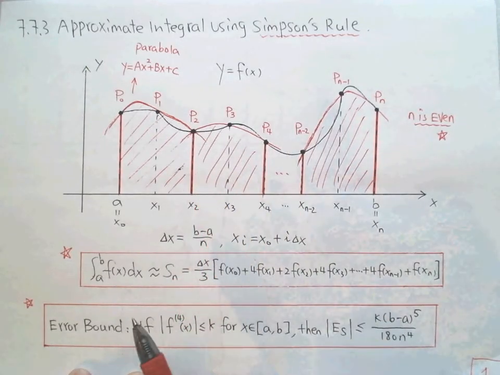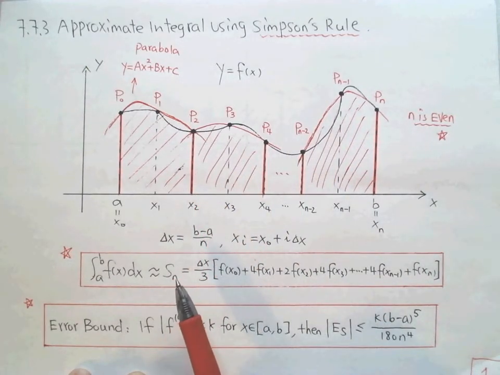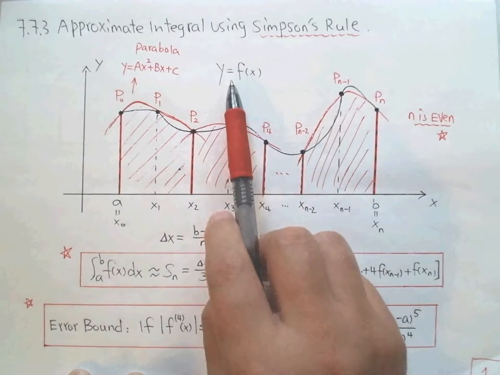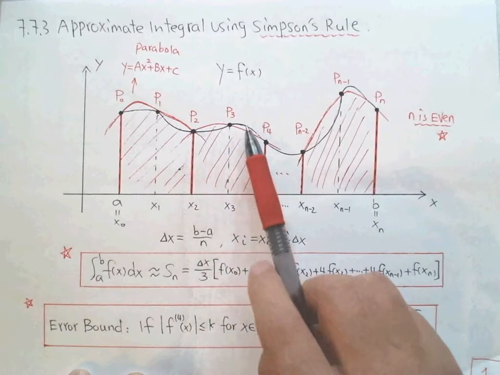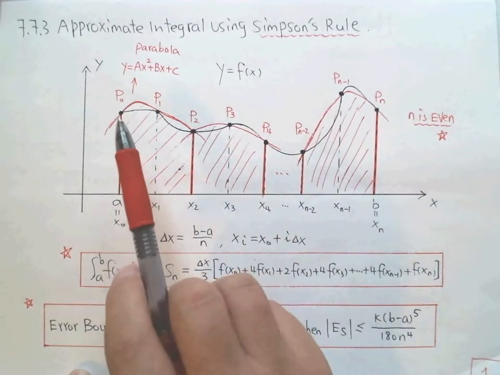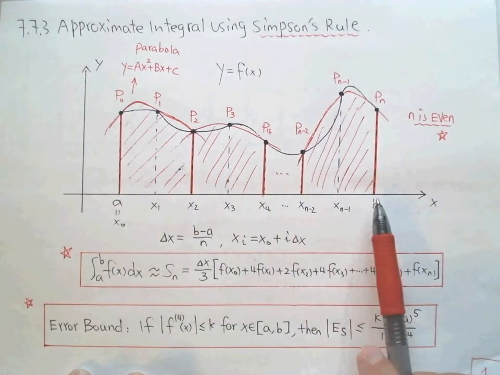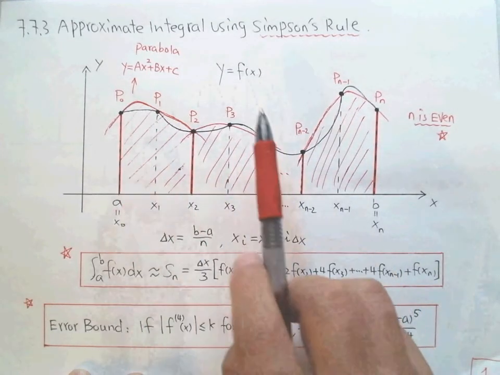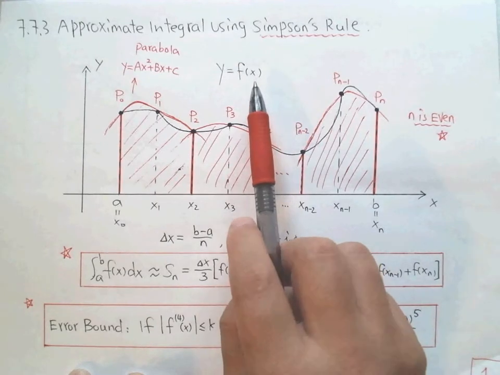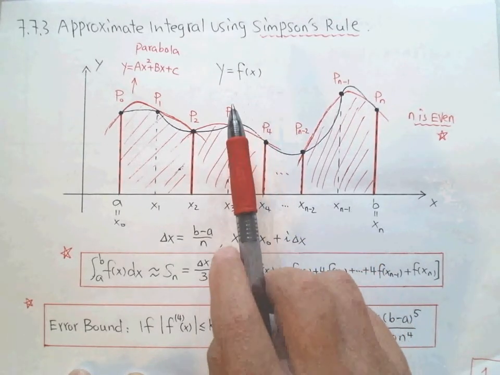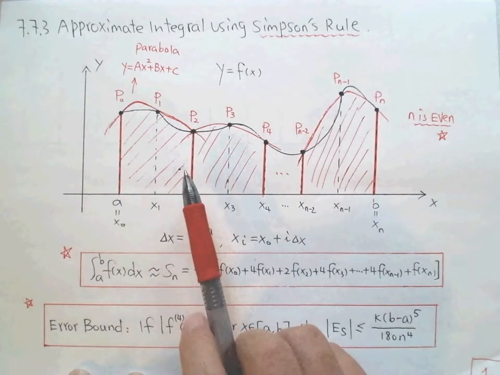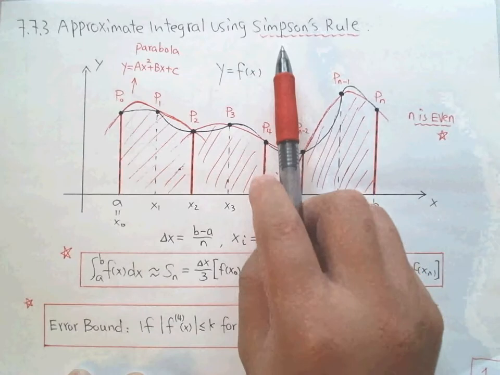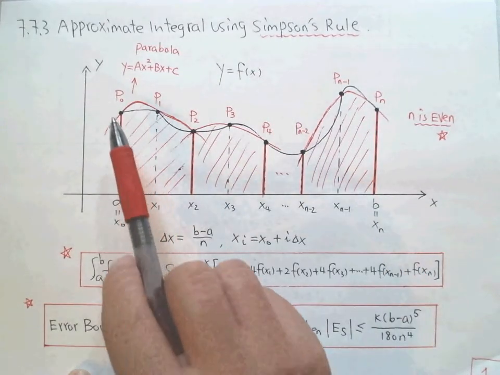First, here is the graph where the original function is in black. The original function is like this, and we're going to do integration from a to b. If the integral is non-elementary, we have to go to approximation. So how do you use Simpson's rule? Simpson was a mathematician who proposed the method. This time the interval is cut into pieces first.